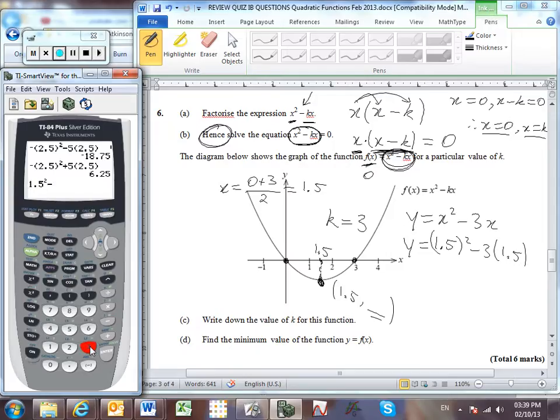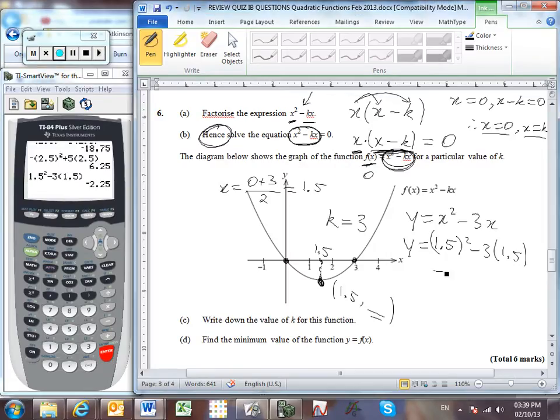minus 3 times 1.5 gives me a value of negative 2.25.